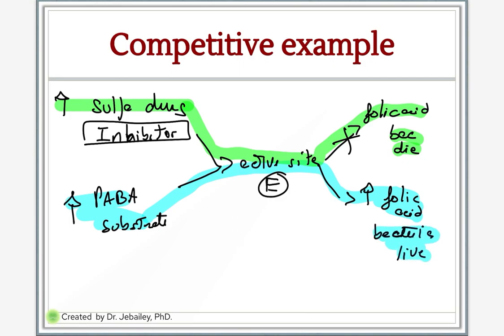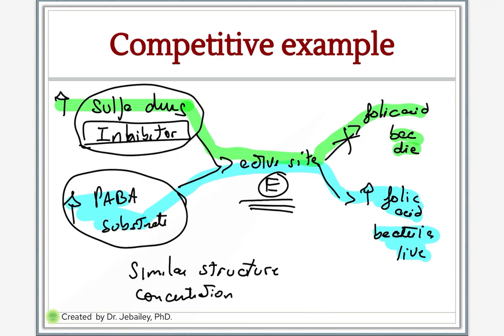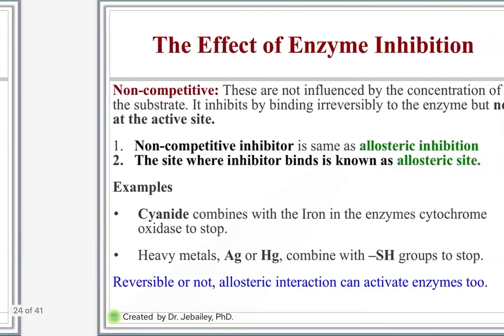Now, just to be clear, the sulfur drug, the inhibitor, will have a similar structure. I would say the word similar, not exactly the same, but very similar in structure. And it depends on their concentration to see who's going to win. So it's really nothing to do with the enzyme. It has to do with the concentration of both.